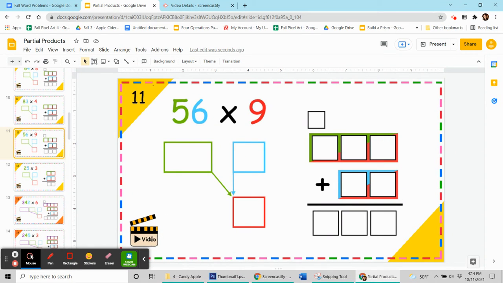Hi everybody, today we are doing partial products for multi-digit multiplication. Whether you're doing the digital copy like this or you have the worksheet, the steps will be the same. So we're going to go ahead and get started.